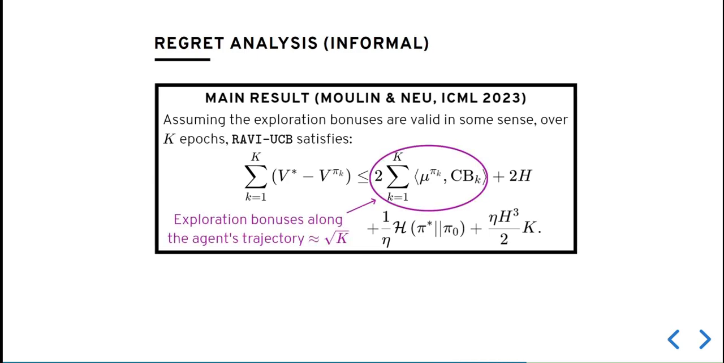The first term is just the sum of the exploration bonuses along the agent's trajectory. It is a standard quantity and in several settings can be shown to scale as square root of k. The second term is the optimization error induced by the regularization. With a proper fine-tuning, this scales as square root of k as well. This means that the average of the suboptimality gaps converges to 0.